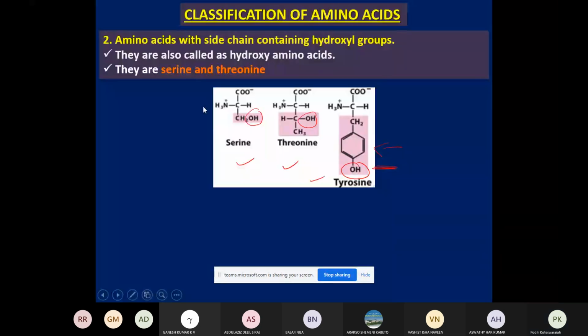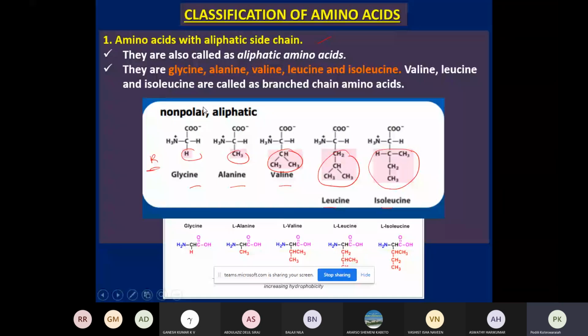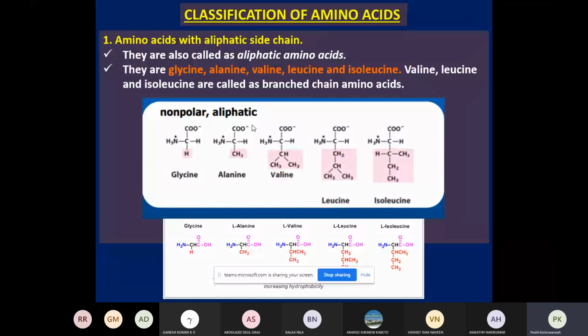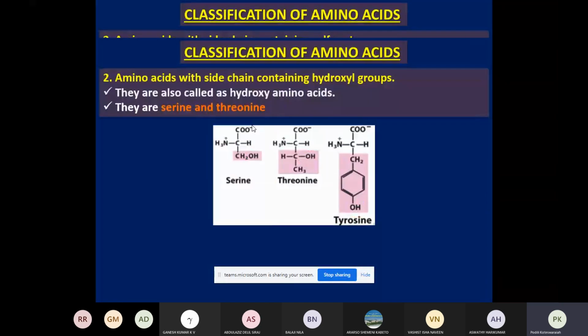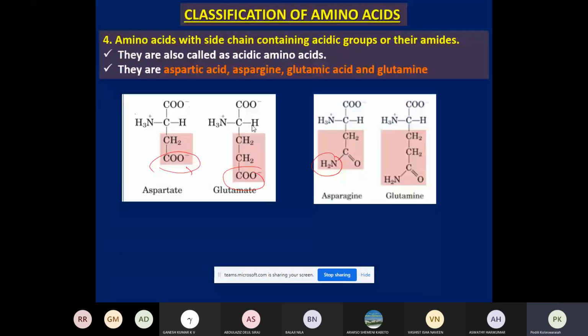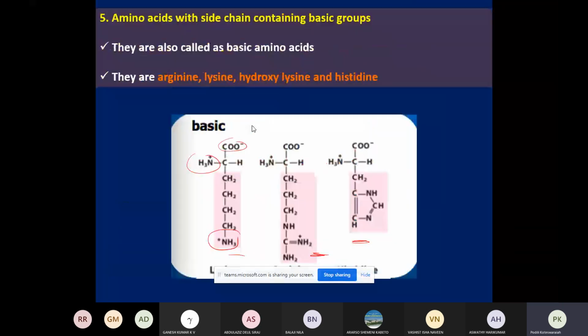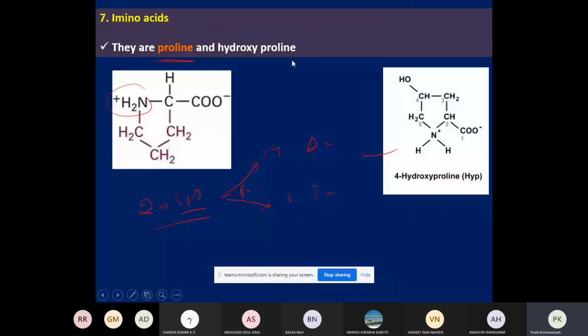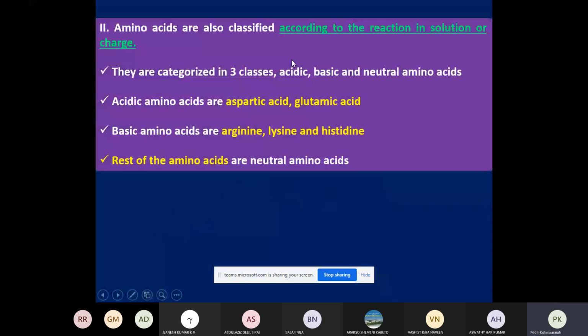So these are the ways the amino acids are classified based on the side chain and the ring structure into 7 classes: amino acids with aliphatic side chains, the hydroxyl group containing side chains, the sulfur group containing side chains, the acidic groups or their amide containing side chains, the basic group containing side chains, aromatic ring containing side chains, as well as the imino acid. And based on the reaction in the solution, these amino acids are also classified into 3 classes, as I already said: acidic, basic, and neutral.